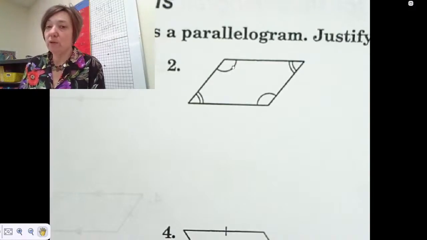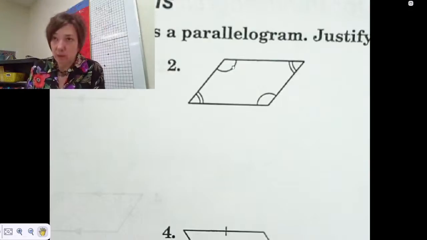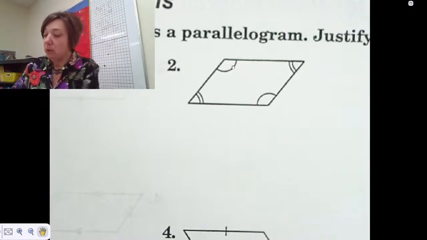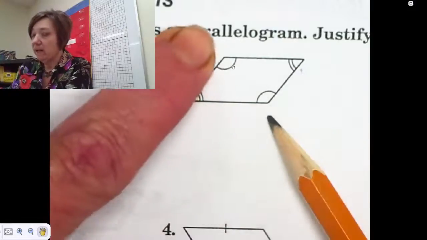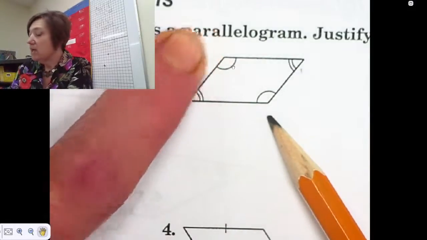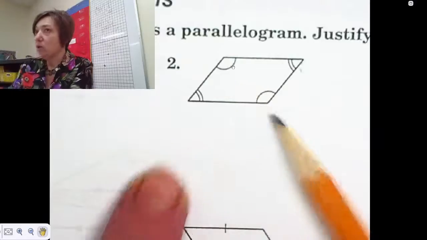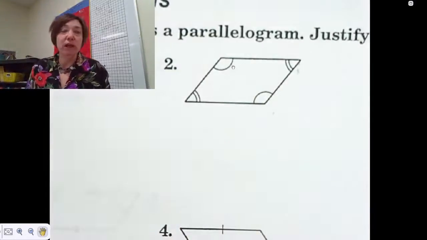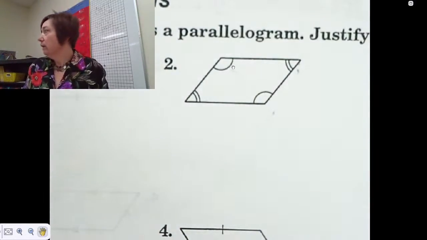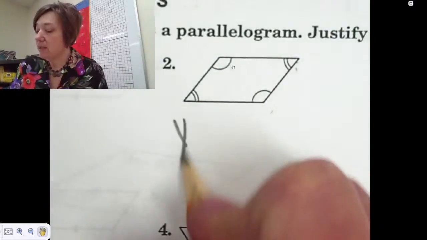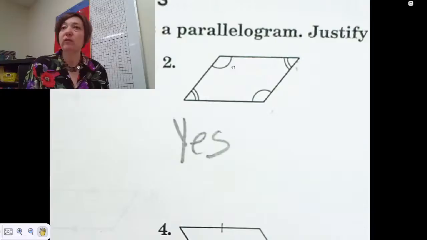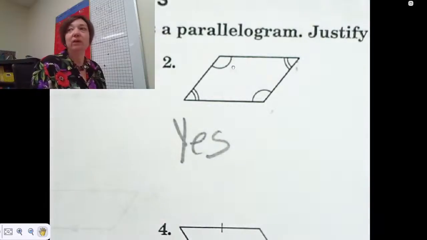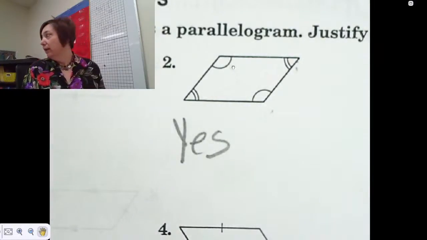What do those little lines represent on those angles? So, these are congruent and these are congruent. Since the diagonal angles are congruent, what do we know about this shape? It's a parallelogram. So our answer would be yes, and our reason would be it has two sets of congruent angles that are diagonal to each other. Okay?